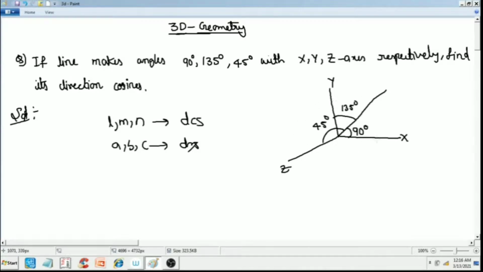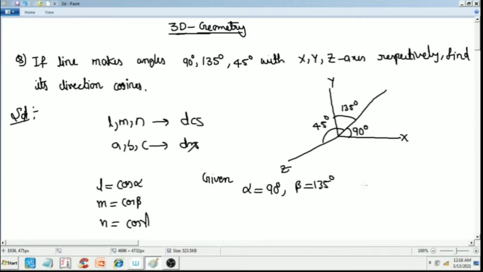Now this line is making 45 degrees, 90 degrees, 135 degrees. These angles we call directional angles. Cosine of angles is known as direction cosines, DCs. Now, angles given, l equals cos alpha, m equals cos beta, n equals cos gamma. Here alpha is the angle between the line and the x-axis. That means given alpha equals 90 degrees, beta equals 135 degrees, gamma equals 45 degrees.